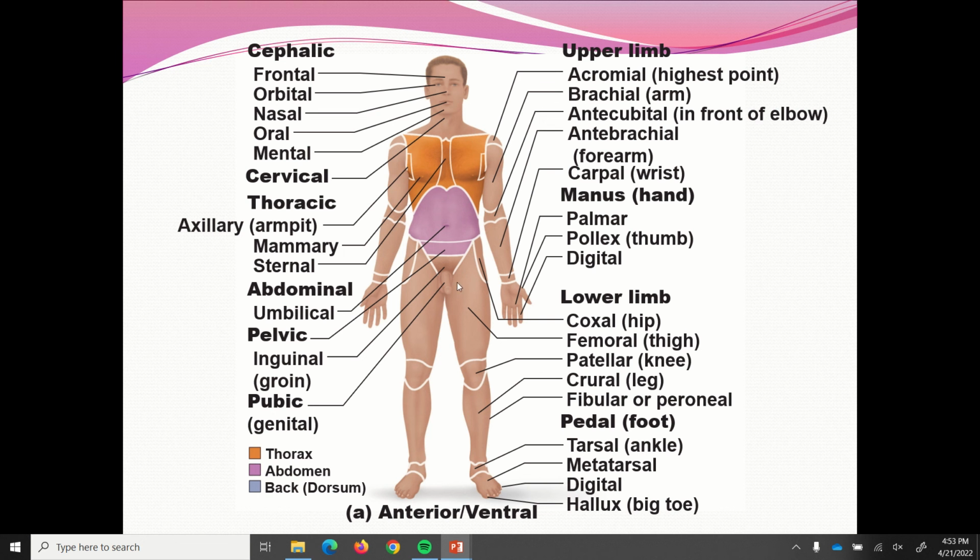On the lower limb, coxal is hip. Distally to the coxal is the femoral or thigh. Patellar is knee. Crural is the leg or lower leg. Fibular or peroneal is the lateral leg. Tarsal is the ankle. Metatarsal connects the tarsus to the digits, and the hallux is the big toe, and the entire foot is the pedal.